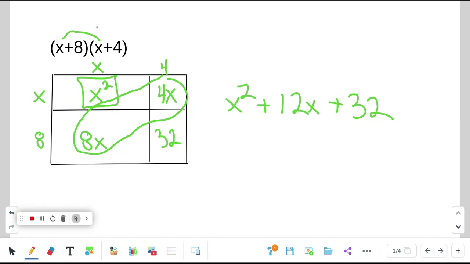Well, what you noticed was this first piece right here was just simply this first pair right there. Okay? The second one that we did was the outside pair. The next one we did was the inside pair. And the last one we did was the last pair.